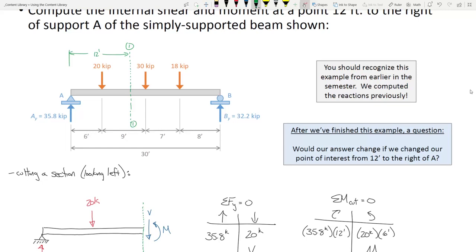Does that make sense? So I guarantee if we do the moments, we're going to get the same thing, because it's going to be 32.2 times this, 18 times that, 30 times that, and we'll end up having a net difference of 309.6. It doesn't matter which way you look, you're going to get the same answer. If anything, looking both ways is a check that you're getting the same thing. Does that make sense? All right, any questions on this? Okay.